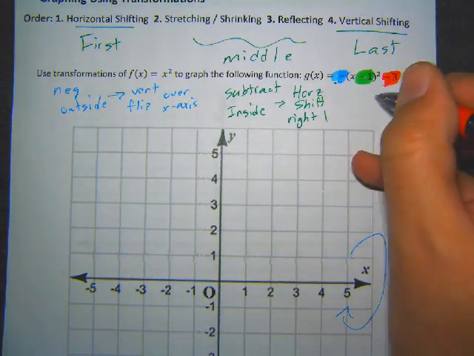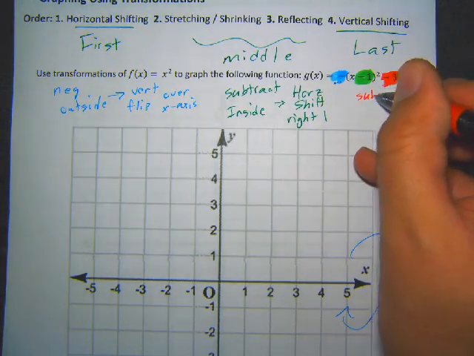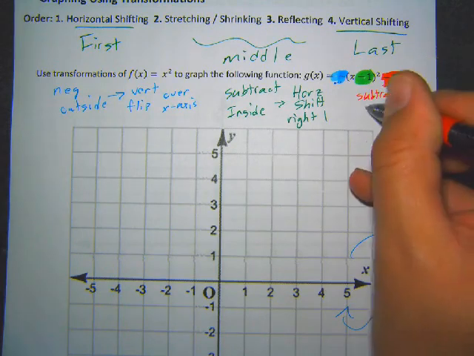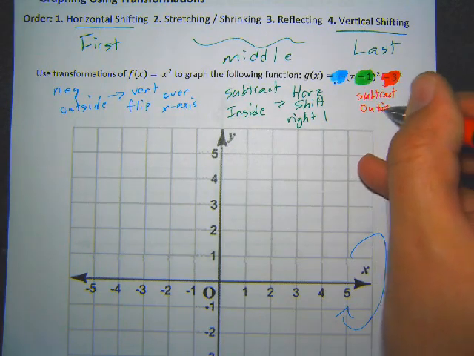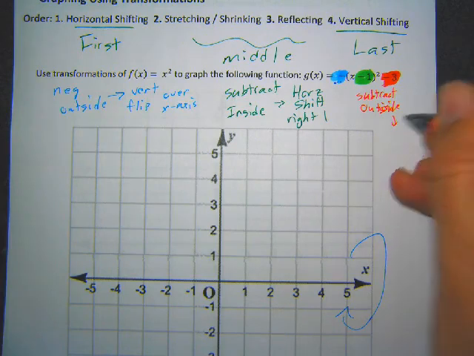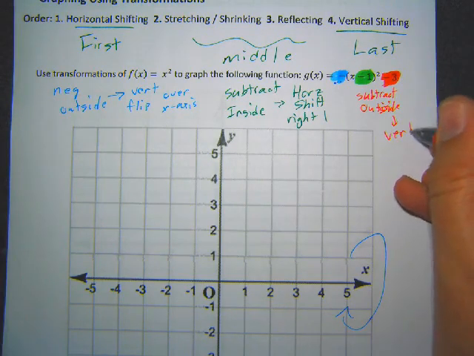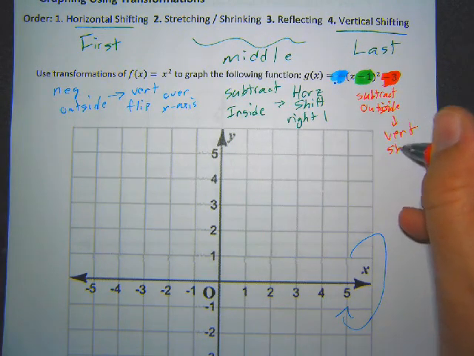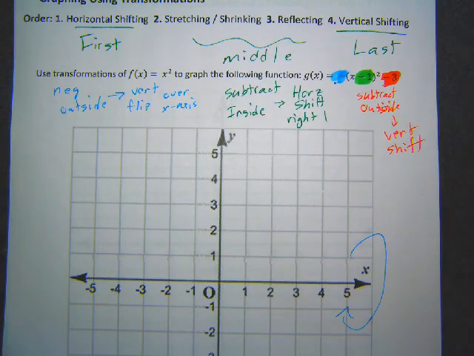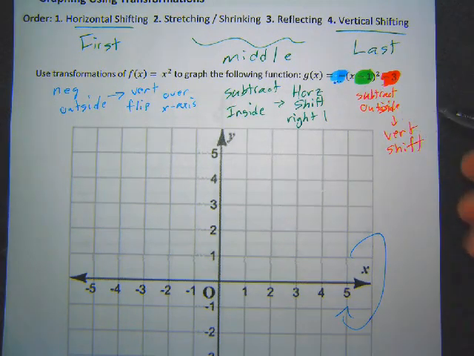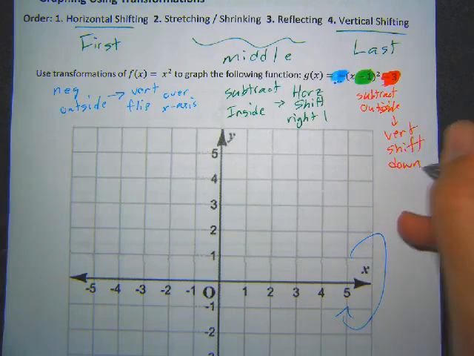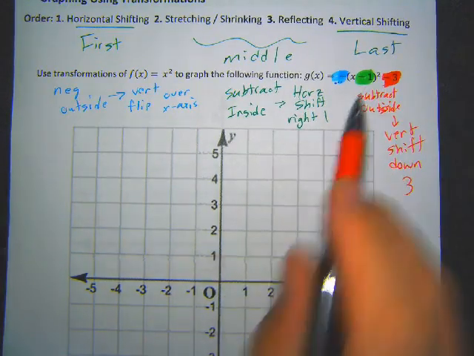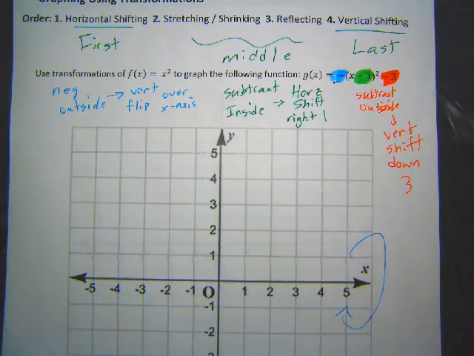This is going to be outside. So if we subtract outside, then we have a vertical shift, because outside is always vertical. And vertical shifts actually do what you expect. Subtract 3 does move it down 3. Remember, horizontal, inside stuff's backwards. Vertical stuff always does what you expect. Vertical actually does move up and down.